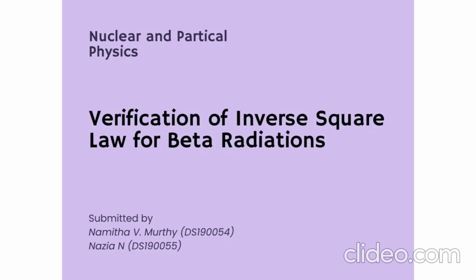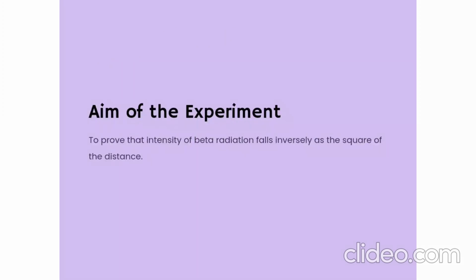And this is Nazia. Today we're going to talk about the experiment, verification of inverse square law for beta rays. So let's get started. The aim of the experiment is to prove that the intensity of beta rays falls inversely as the square of the distance.